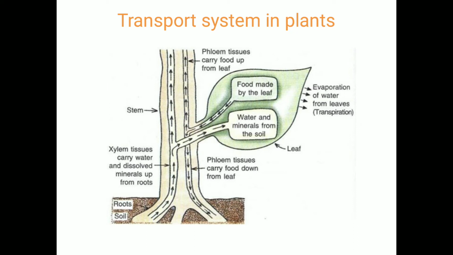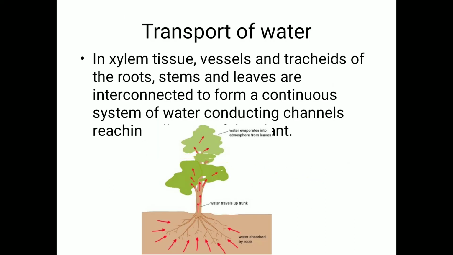It means that the transport of food is bidirectional, in both the upward and the downward direction. But the transport of water and minerals through the xylem tissue is only in the upward direction, that is, unidirectional. So, transport of water in xylem tissue happens through vessels and tracheids, as we discussed.